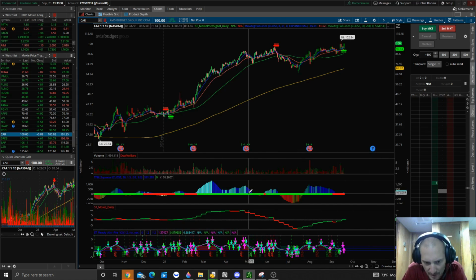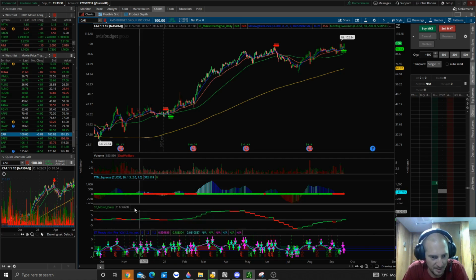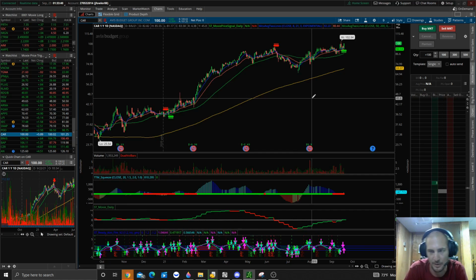This indicator was developed by a man named John Carter, who also has several other indicators that I like a lot. You can see a couple of them here on the screen. I've got the Moxie and the Ready Aim Fire indicator. Both of those are his.